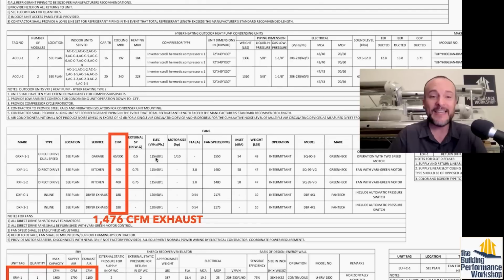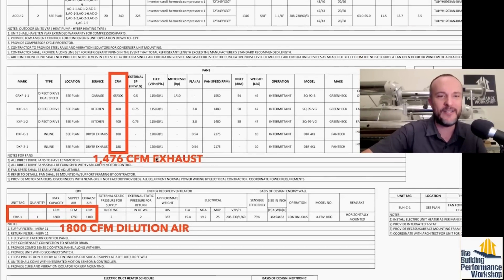1476 CFM is more than halfway to that blower door test. So if we turned on all the exhaust fans in here, we would be doing half of a blower door test, just to be clear. That's another red flag: why is there so much exhaust?